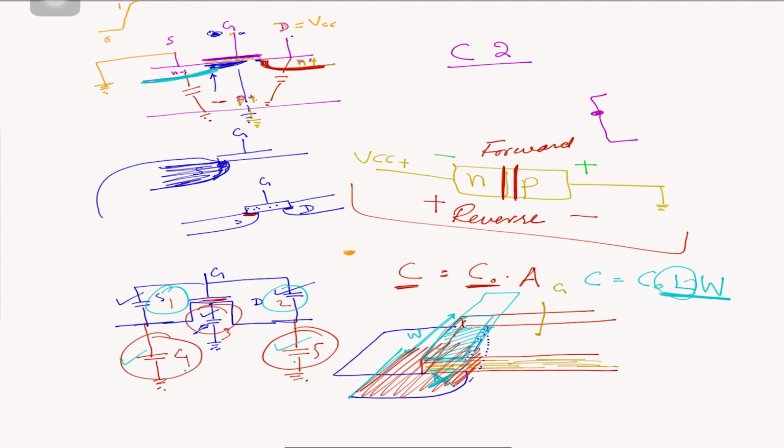And it's the same thing for this main one. The more gate area you have, the more width, the bigger the area that the gate will make a capacitor with the substrate. So more capacitance means more current. More current means more power.